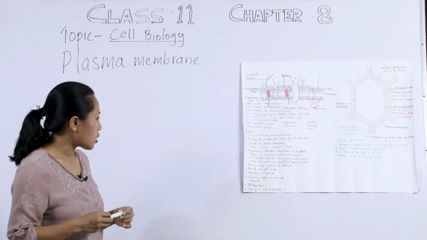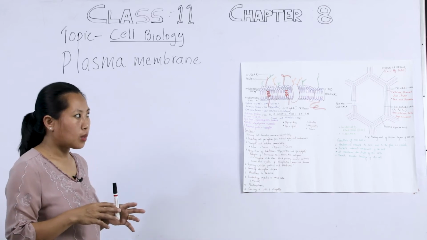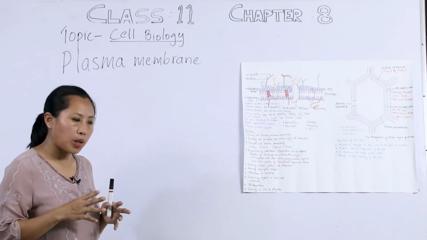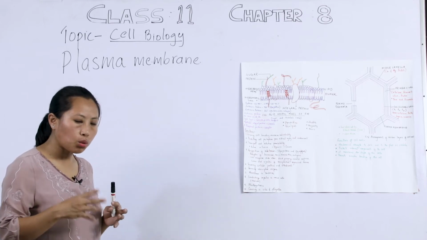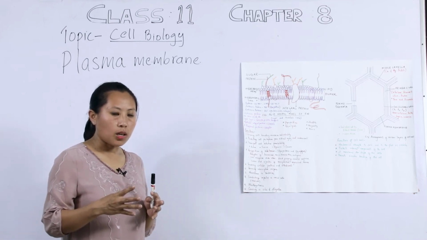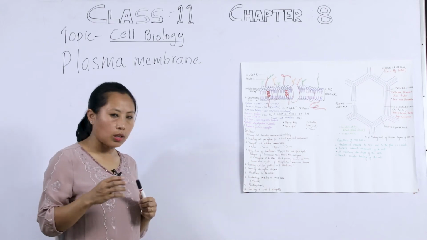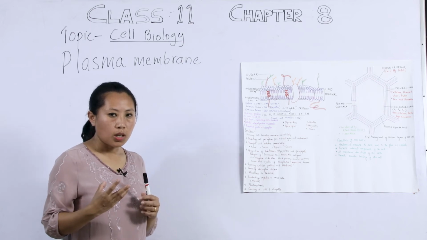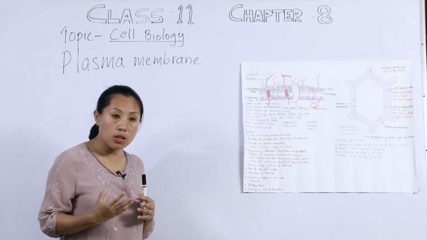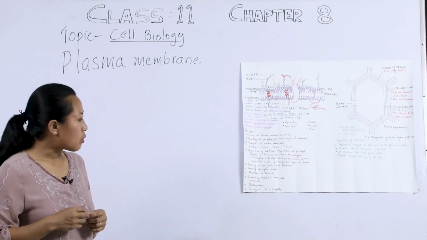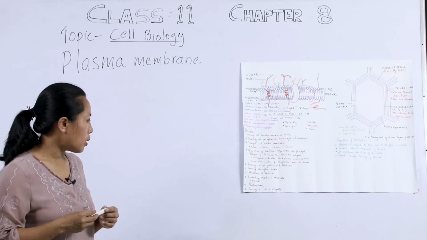Then another function is forming an absorptive surface. You know that in bacteria, the plasma membrane gives rise to enfoldings known as mesosomes. These mesosomes are thought to be the sites of respiration and also increase the surface area of absorption. And also in the intestines of human beings and animals, the plasma membrane is variously folded, giving rise to villi, which increase absorption.